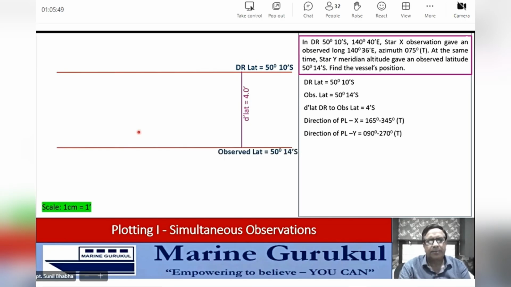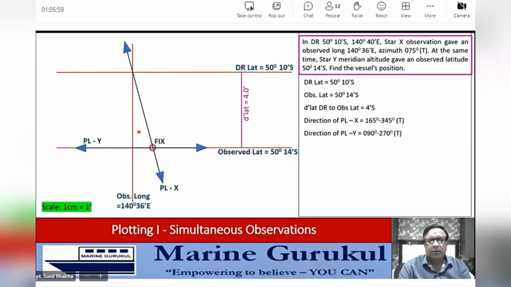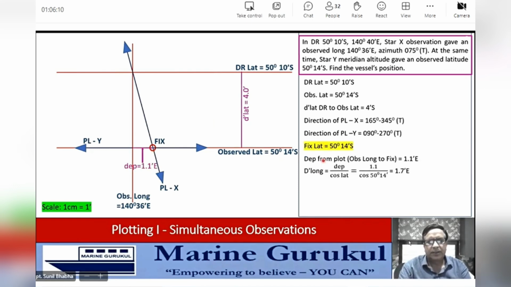And you can see how the plot is coming up. The two parallels have come up. We have the observed long meridian coming up. We have the PL for X. We have the PL for Y. We have the fix being identified here. We have the departure here. And then the same calculations as in the earlier discussion are carried out to get the coordinates of the fix.